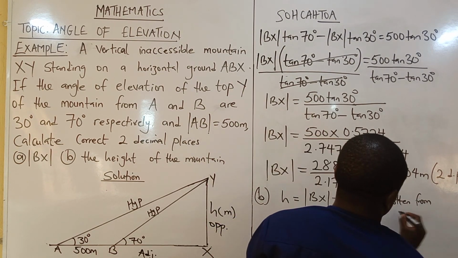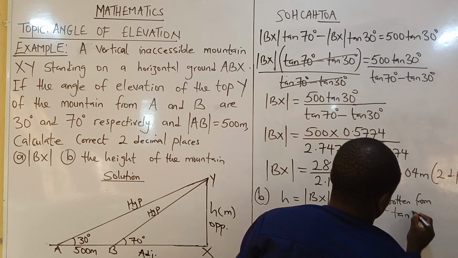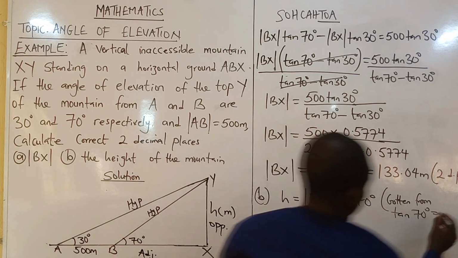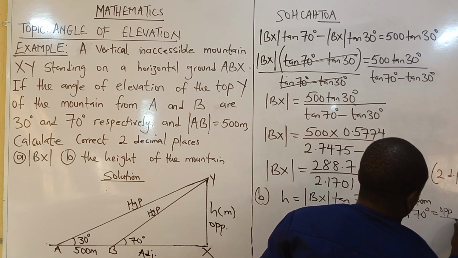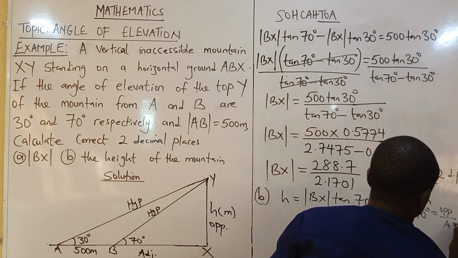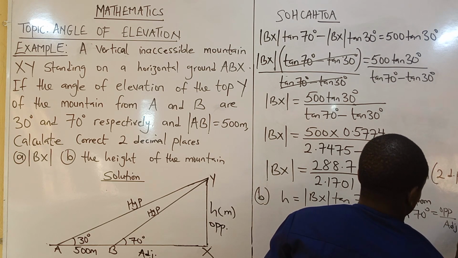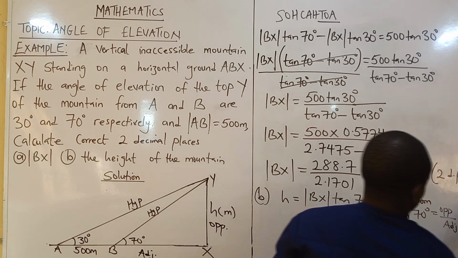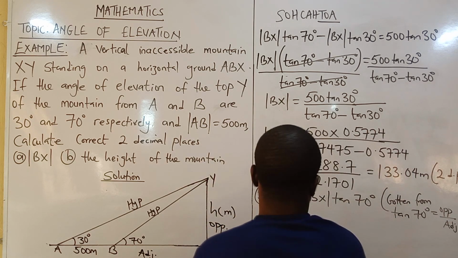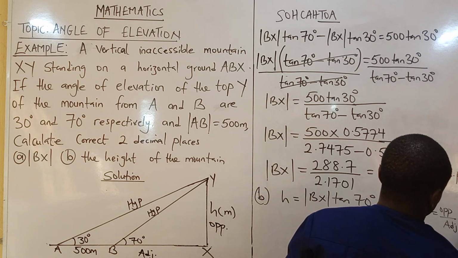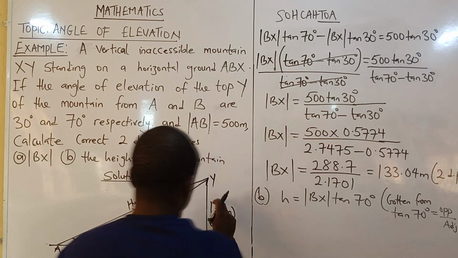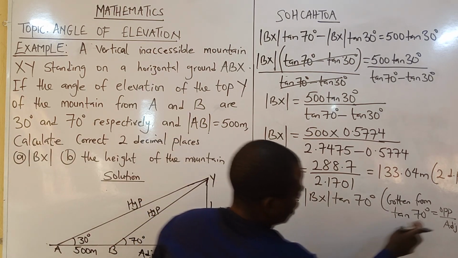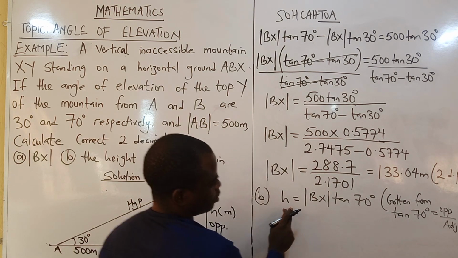We got it from tan 70 degrees equals opposite over adjacent, which is H over line BX. Okay, H over line BX. Now we cross multiply. That's how we got this.